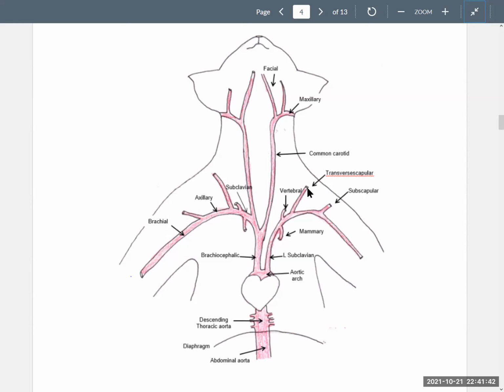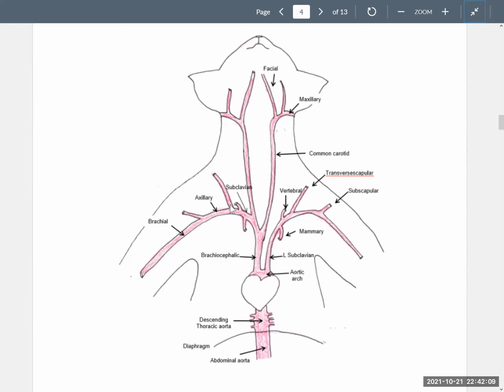This is the transverse scapular. You remember the transverse scapular vein came off of the external jugular vein, came off from this way. But here it's coming off of the major arc that we have here. This is the transverse scapular.